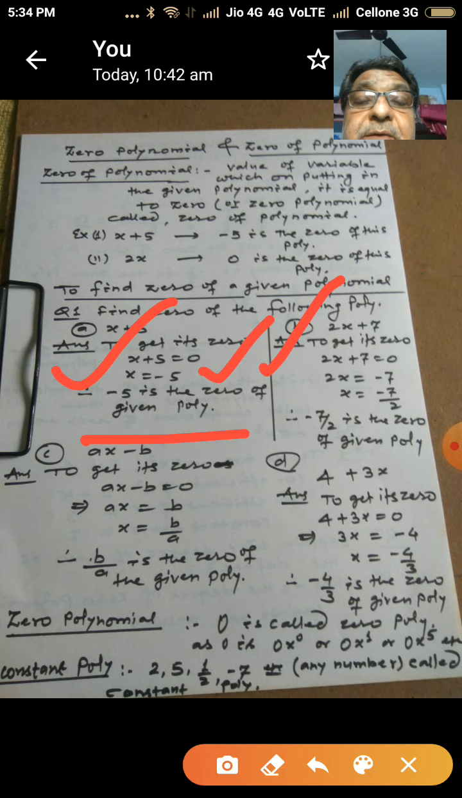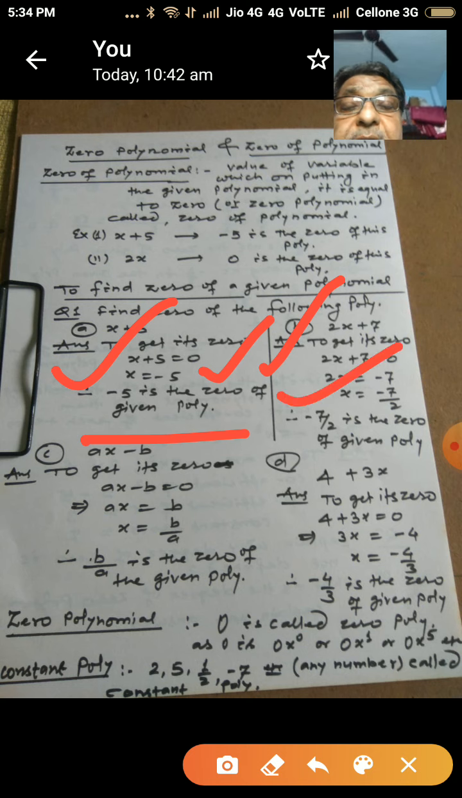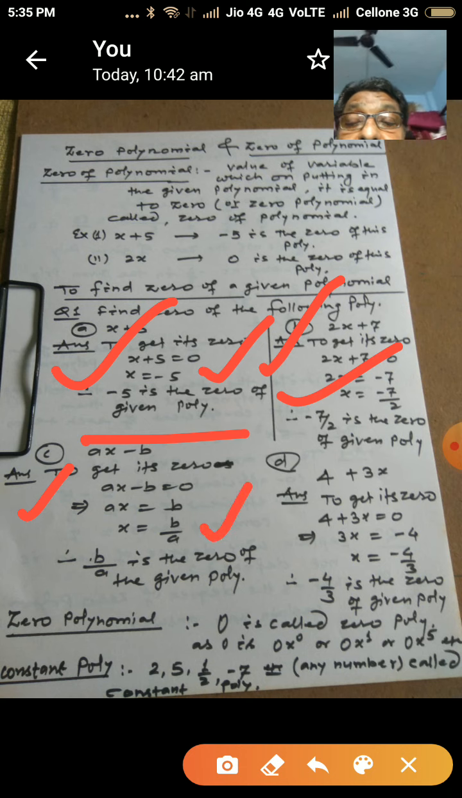Similarly, here one example is 2x plus 7. To get its 0, 2x plus 7 equal to 0, and then on simplification it comes to minus 7 by 2. So we say minus 7 by 2 is the 0 of the given polynomial. Similarly, one example is ax minus b. To get its 0, we write ax minus b equal to 0, and we find x comes b by a. So we say b by a is the 0 of this polynomial. And for 4 plus 3x, the 0 of the polynomial is minus 4 by 3.